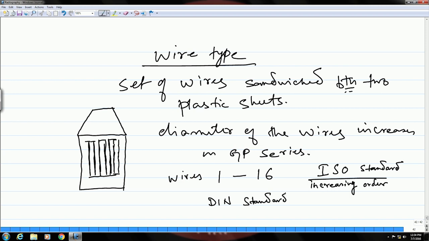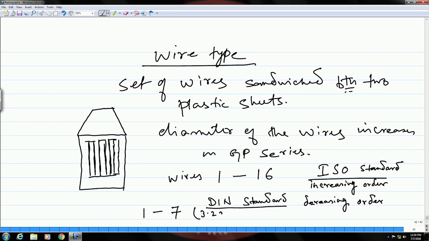the construction-wise again it will be the same. We will have a set of wires from small sizes to bigger sizes, but in that case the order is decreasing. That means, as you increase the number of the wire, the diameter decreases. Okay, so in one case, the ISO standard, it is increasing order, and in the DIN standard it is decreasing order.